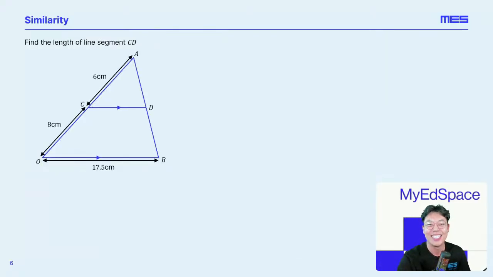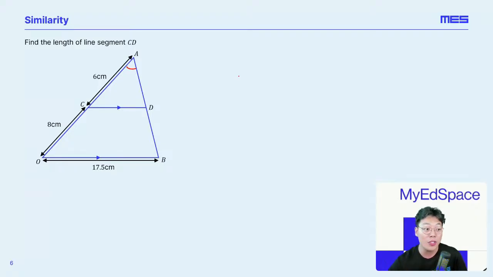All right. Let's take a look at this one. Find the length of line segment CD. Now, this is the first time today we are seeing a shape that looks like just one shape. However, if we were to split these shapes up, we know that they're still similar. Why? Because they share the same angle, first of all. They share the same angle, and these two lines are parallel.